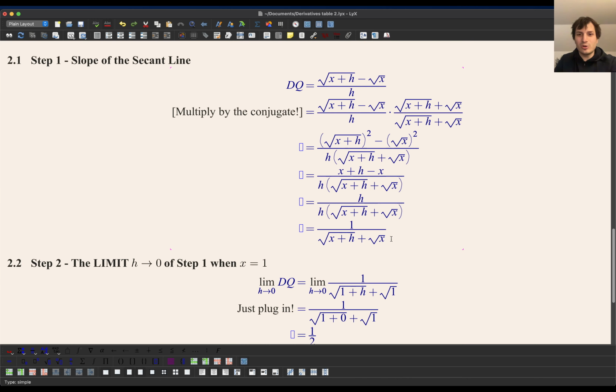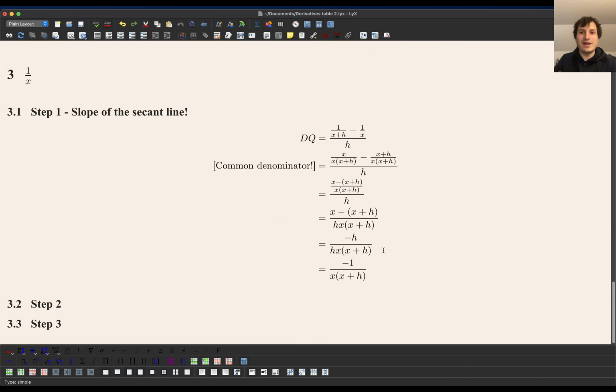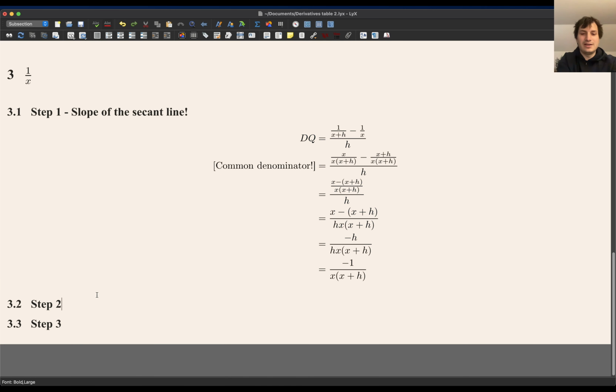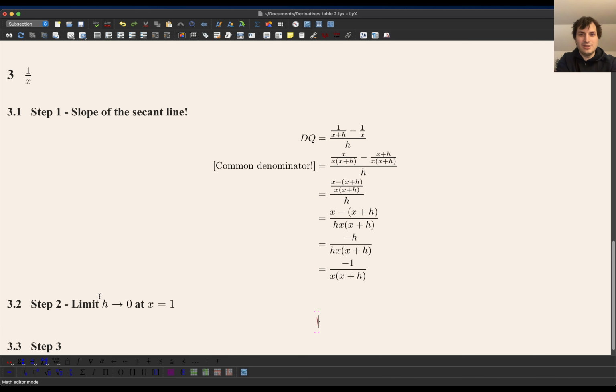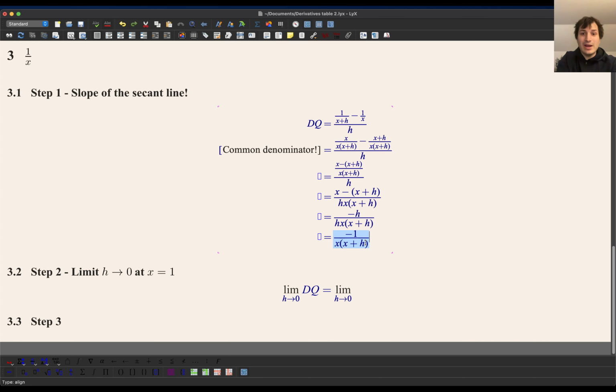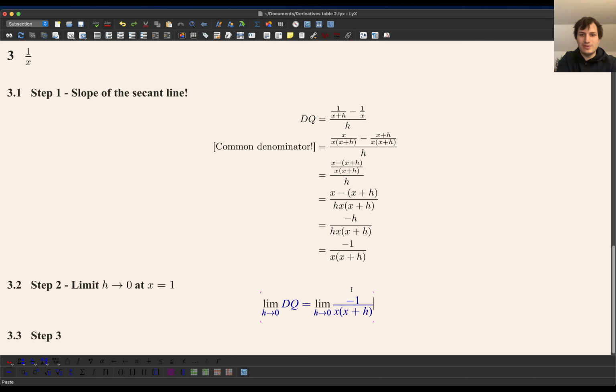Because we did all the hard work of simplifying it, all these steps to get rid of the h over h, which was causing a 0 over 0, now step 2 and step 3 are a breeze. So at x equals 1, the limit as h goes to 0 will be the limit as h goes to 0 of the difference quotient, which will be the limit as h goes to 0 of this formula when x equals 1. So let me finally get it right at the beginning. We're plugging in x equals 1. What's that limit? It's a perfectly good limit in terms of h.